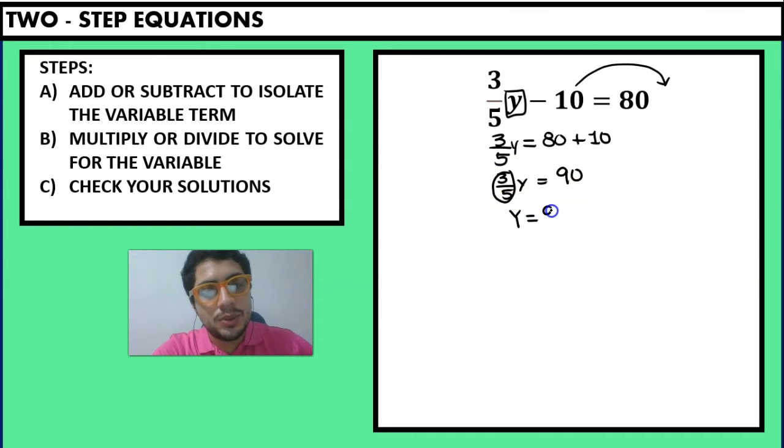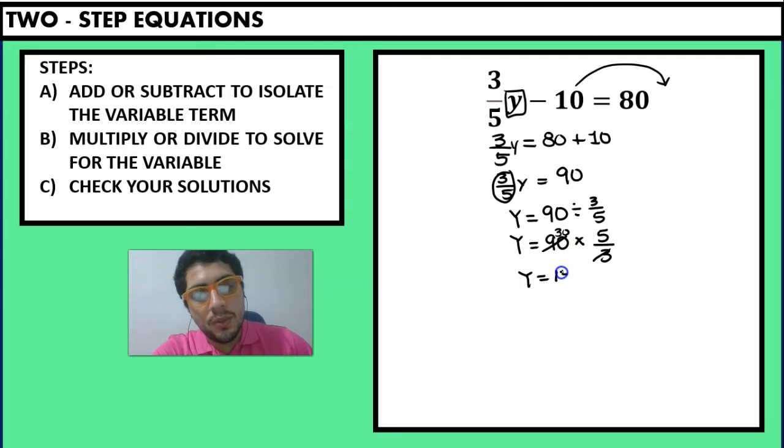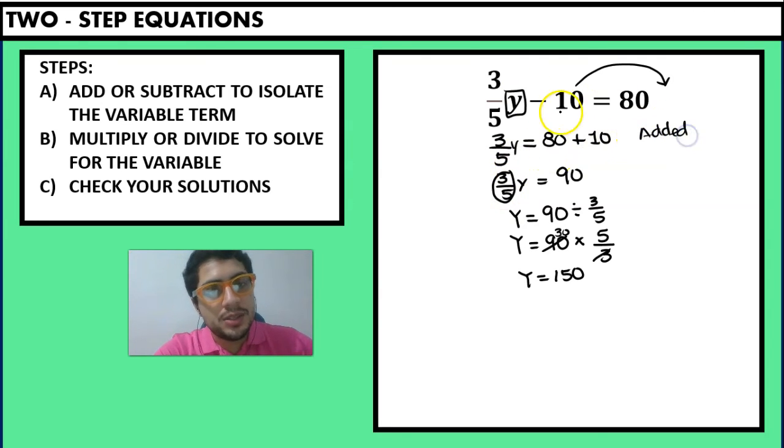So y is equal to 90 divided by 3 divided by 5. That means it's going to be multiplied by the reverse, so multiplied by 5 divided by 3. Now, 90 and 3 can be simplified, and we get 30 multiplied by 5, and that is going to be 150. Again, the first thing we did is that we added because it was subtracting here. And the second thing is that we divided because here it was multiplying.